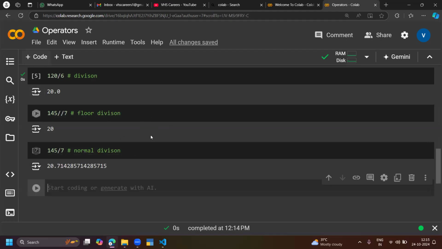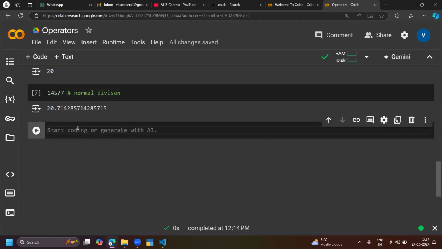Let's go with the remainder value. I want to see the remainder value of 123 percent 5. When I say 123 percent 5, the remainder is 3.